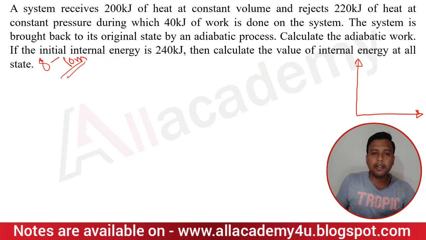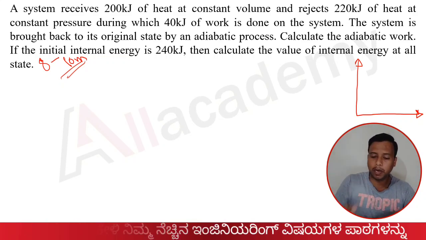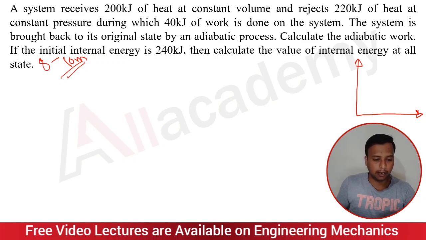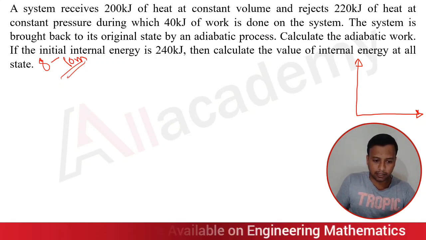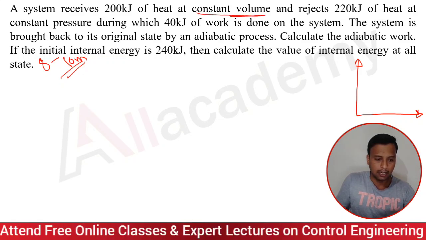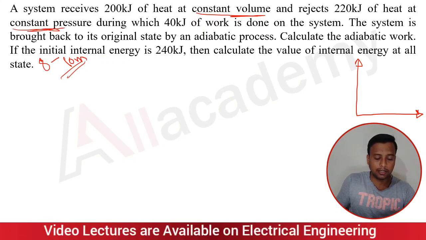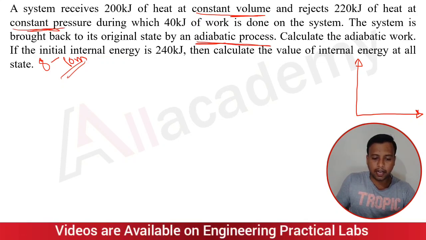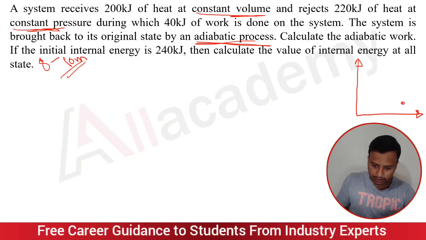Even this PV diagram carries some marks, either 1 mark or 2 marks will be given for it. Now what he says: a system receives heat, 200 kilojoules of heat at constant volume, this is the first process. Then the next process is a constant pressure process, this is the second process, and the third one is an adiabatic process. So now this is the initial point.